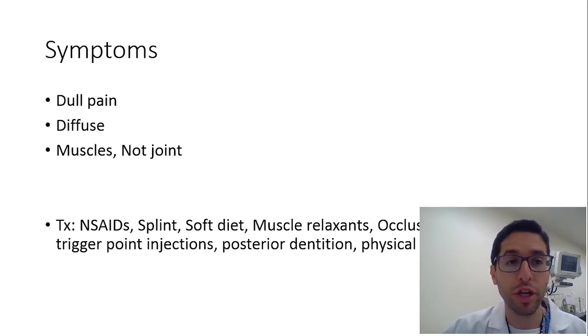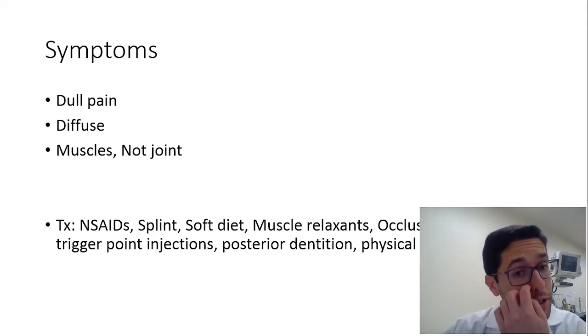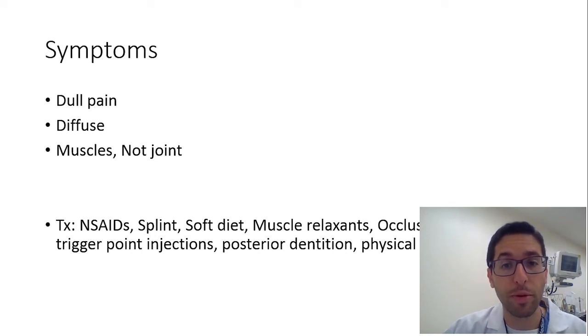Symptoms of myofascial pain include a dull and diffuse pain, and when you ask the patients to point, they typically point to the muscles as opposed to the joints. You can also use trigger point injections both for treatment and for diagnosis. Different treatments include NSAIDs, splint, soft diet, muscle relaxants, occlusal equilibration, trigger point injections. That means you basically ask the patient where it hurts, you inject lidocaine, and if it improves, then that functions both for diagnosis and for treatment. Increasing the posterior dentition, via implants or RPD or what have you, helps take some of the occlusal pressure off of the anterior teeth. Also physical therapy and stretching.